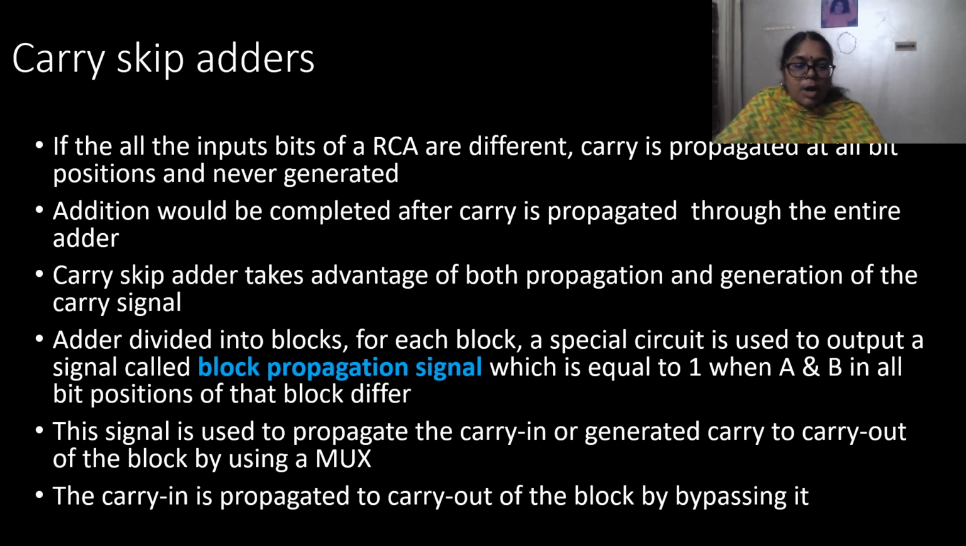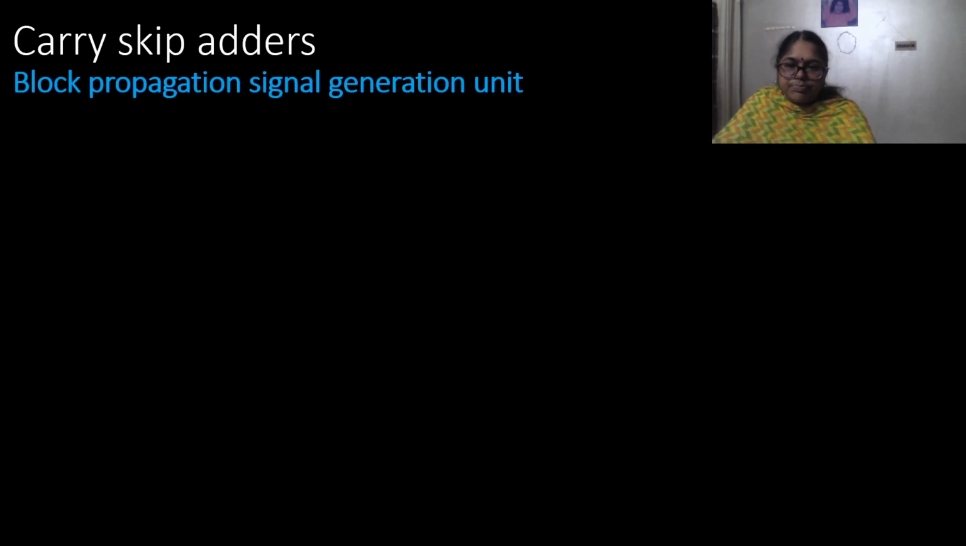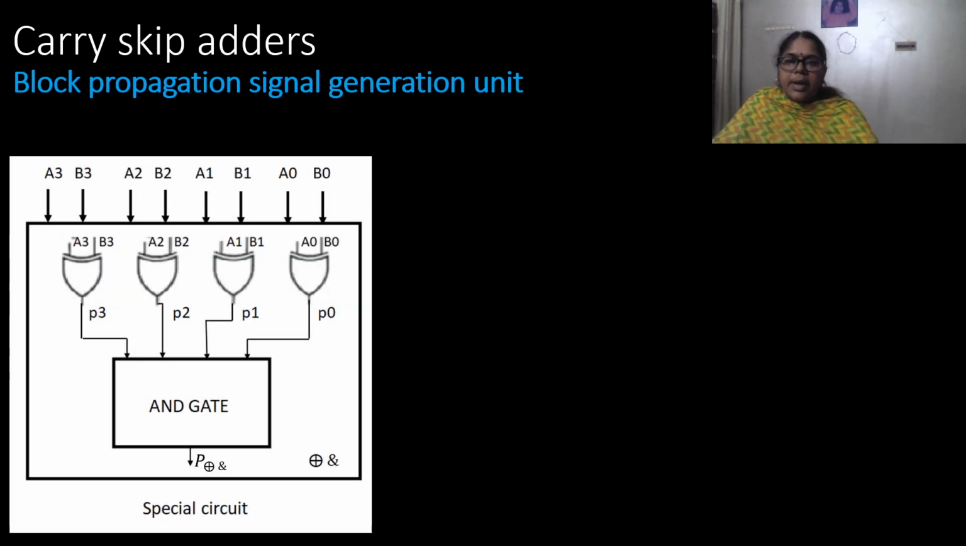The carry in is propagated to the carry out of the block by bypassing it. That means if A and B are different, the block propagation signal will be 1. Then the carry input will be propagated and given as the carry output of the block without actually going through the carry circuitry of that particular block, or it bypasses that block. So, we will see how the block propagation signal is going to be generated, or what is the circuitry behind it.